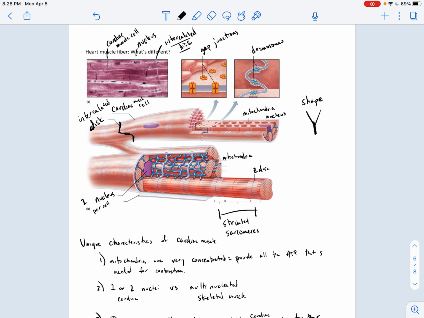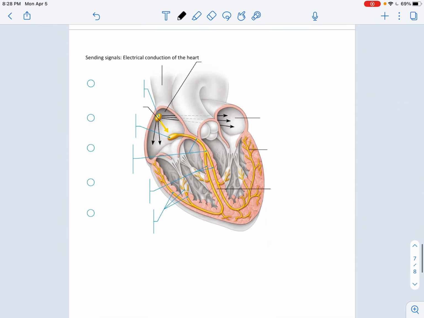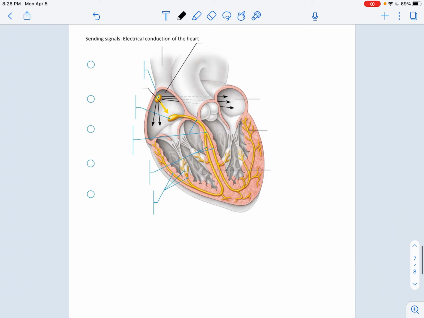That's it for this lecture. We're just doing this one page. Next class, we're going to talk about the electrical conduction system of the heart, and we can look at what a heart wave looks like. We'll look at actually my heart wave. I had an EKG done. And we'll talk about how this varies and what goes on with them.